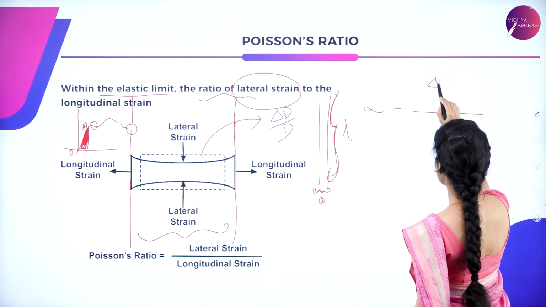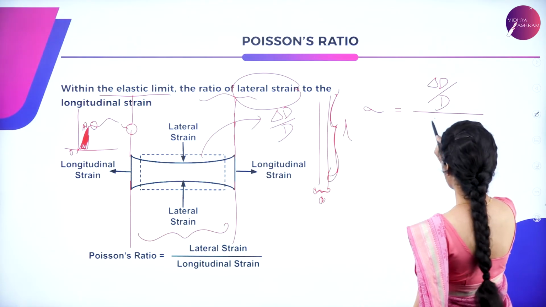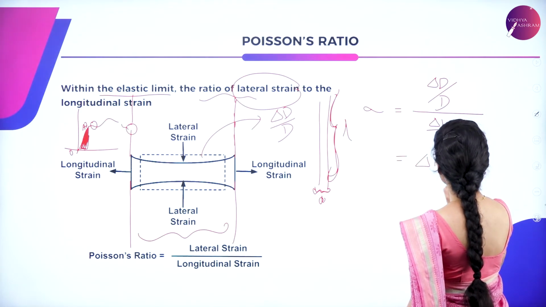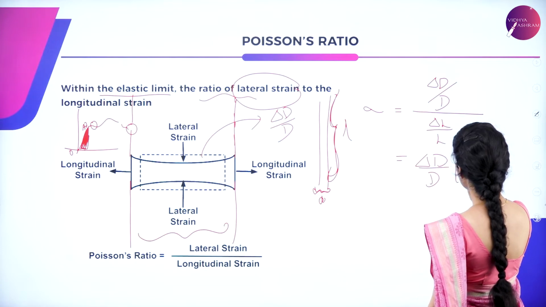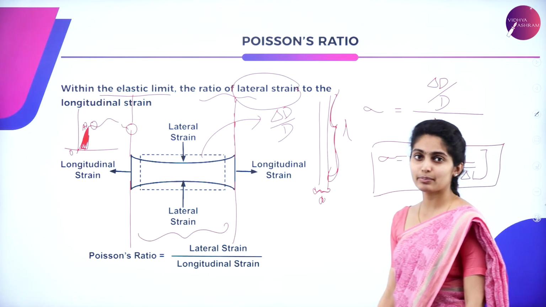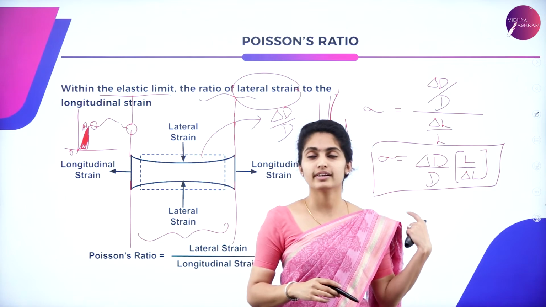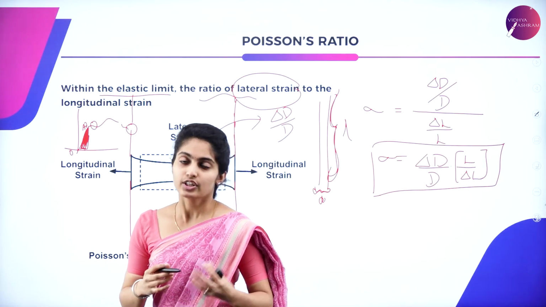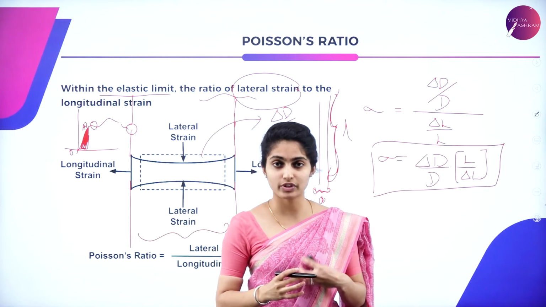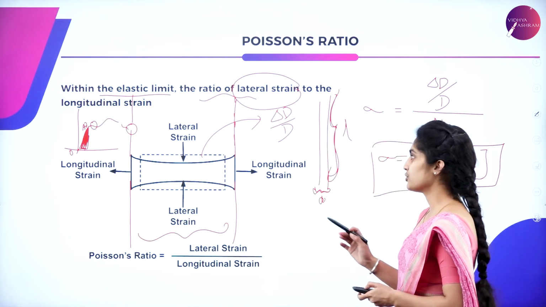So I can consider delta D divided by D, over the longitudinal strain. Longitudinal means something which is with the length. So you have delta D divided by D into L divided by delta L. So sigma is equal to delta D divided by D into L divided by delta L. That is all about that. Delta means the change in the length. So this is all about your Poisson's ratio. I hope you are clear with the Poisson's ratio. So what is Poisson's ratio? It's a ratio of lateral strain to longitudinal strain.